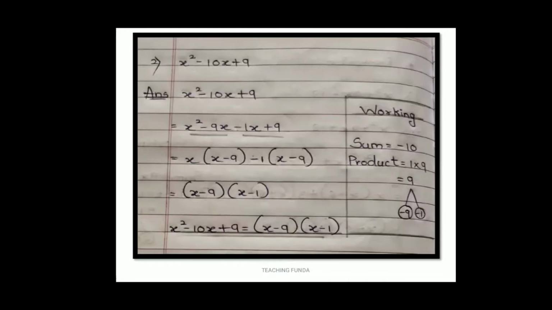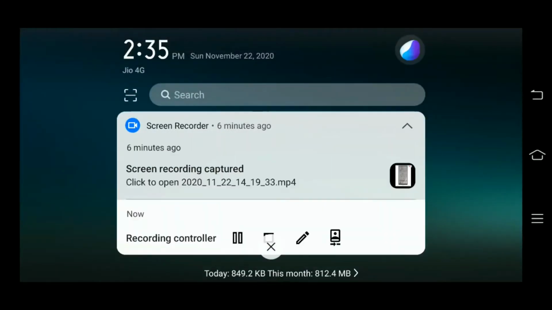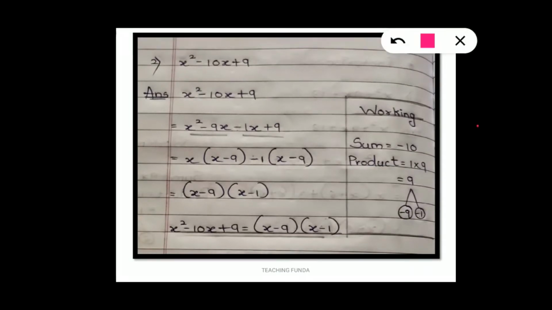x square minus 10x plus 9. Listen student, here you have to factorize the last term 9. If there is a number in the first term, then you have to multiply that number with the last term. But here there is no number, meaning it is 1 only, so you have to factorize 9. But how to factorize 9? This is very important student. Here the middle term is minus 10.